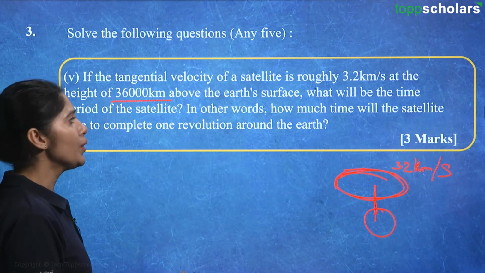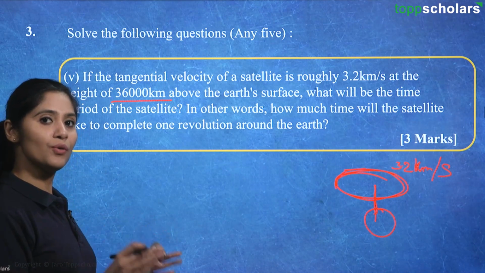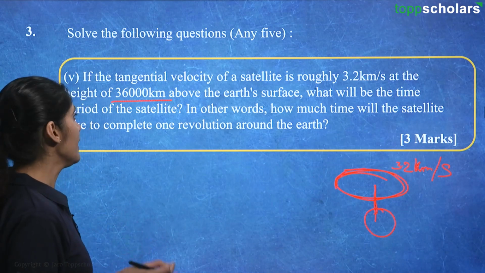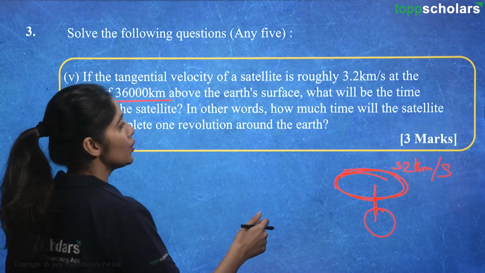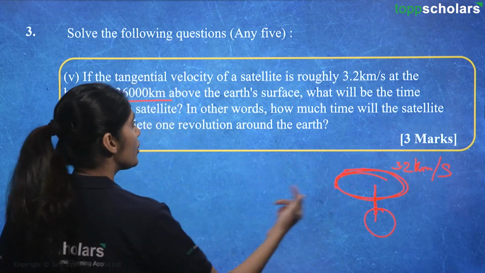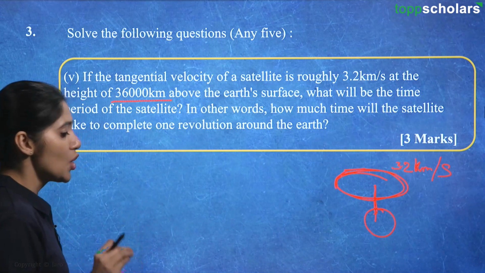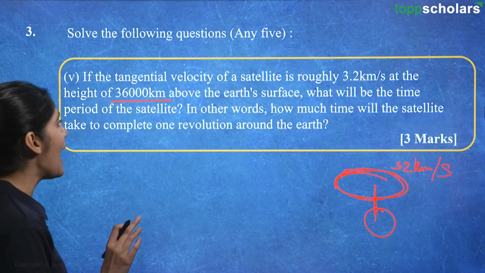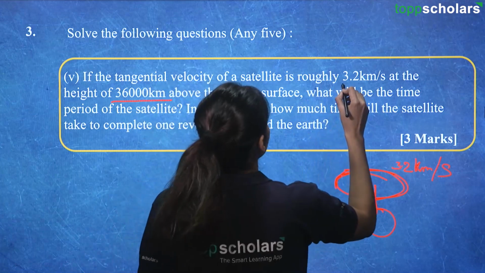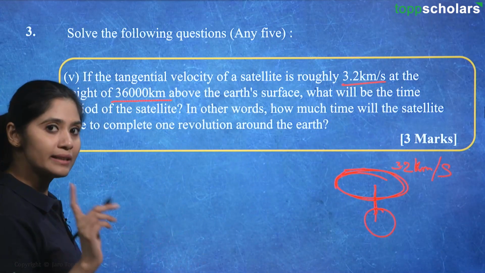So what do we know? What is the radius of Earth? Radius of Earth is nearly 6,400 kilometers, right? So now we know that the satellite is orbiting around the Earth at 36,000 kilometers. So let's try to solve. We have the velocity, and we also have the height. So we need to know the time.